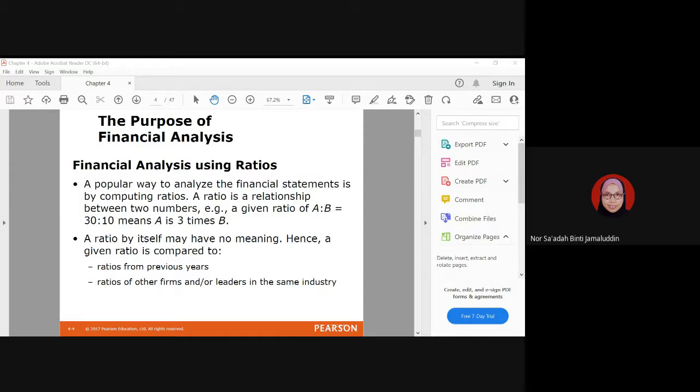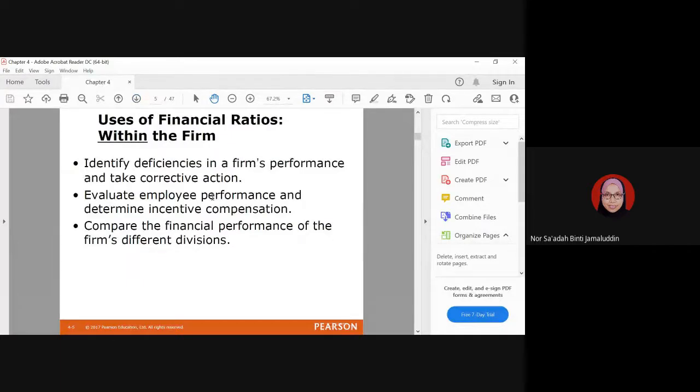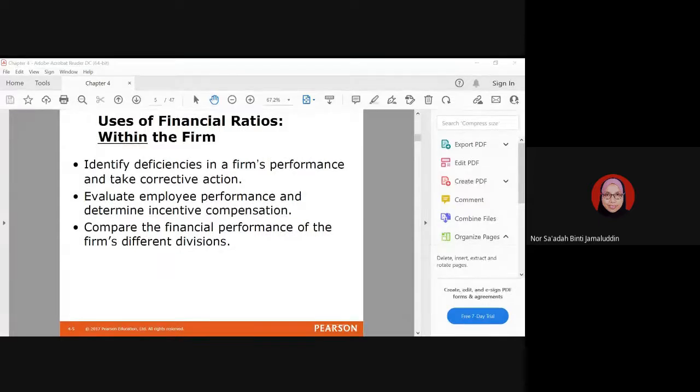Okay, uses of financial ratios. Siapakah pengguna ataupun apakah kegunaan? Kenapa ratio-ratio ni berkait dan sangat penting dalam company, within the firm? Okay, number one, to identify deficiencies in a firm's performance and take corrective action. Dengan adanya ratio-ratio tersebut, kita boleh kenal pasti apakah kelemahan firma kita dan apakah tindakan yang kita boleh ambil untuk kita betulkan, untuk kita do some corrective action for our firm.